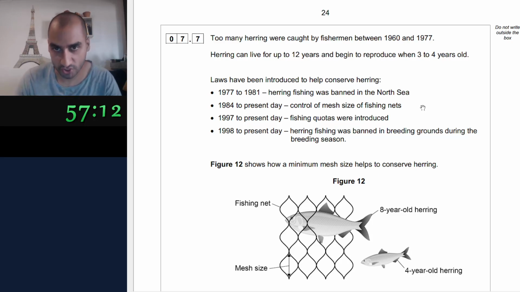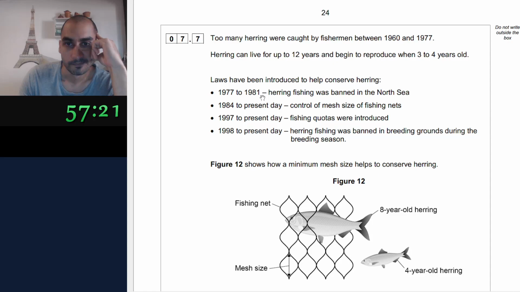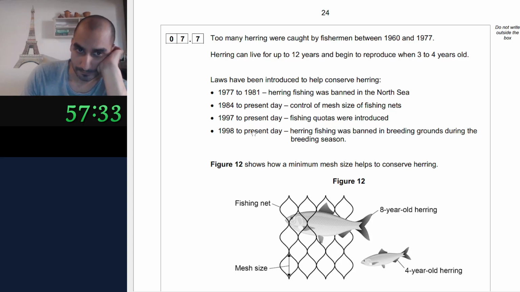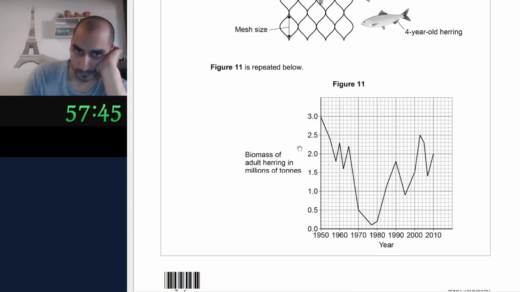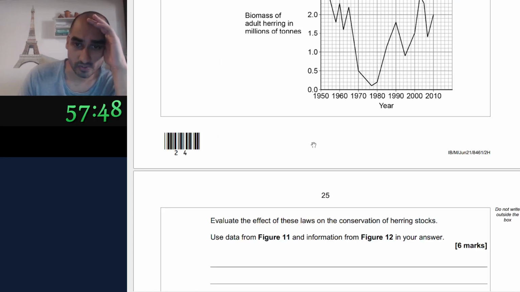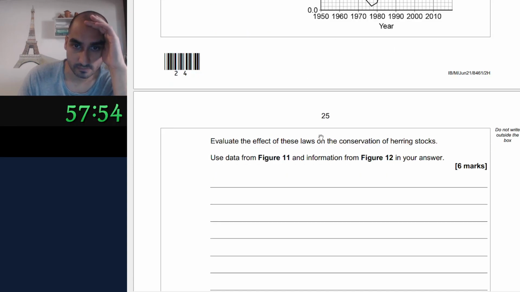Too many herring were caught by fishermen between 1960 and 1977. Laws have been introduced to help conserve herring. Banned in the North Sea. Control of mesh size of fishing nets to avoid catching the small herring. That's good. Fishing quotas. Abandoned breeding grounds. Evaluate the effect of these laws on the conservation of herring stocks. Figure 11 and figure 12.